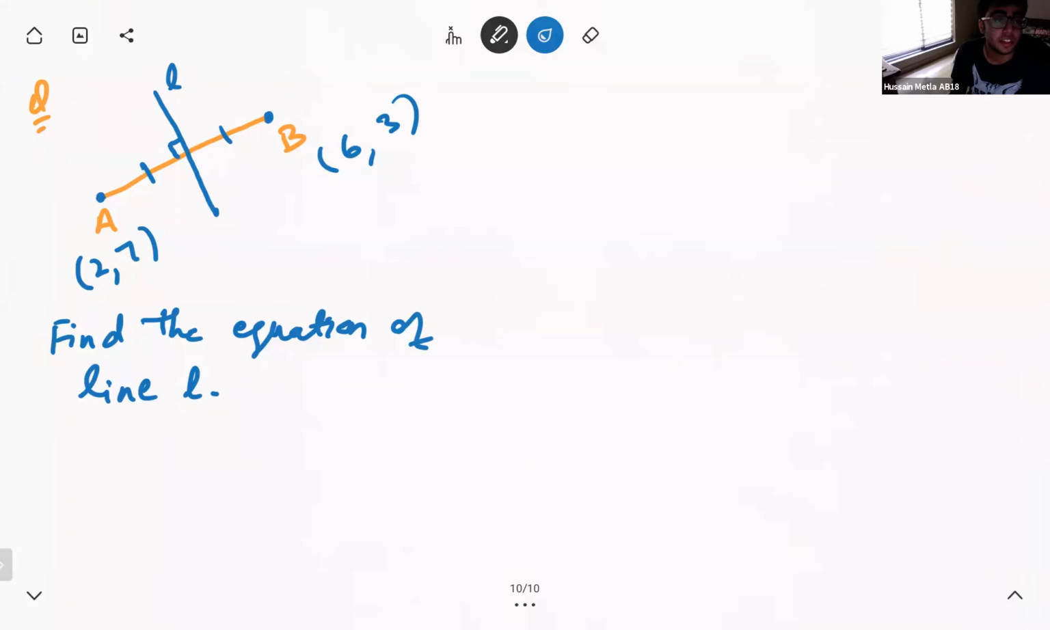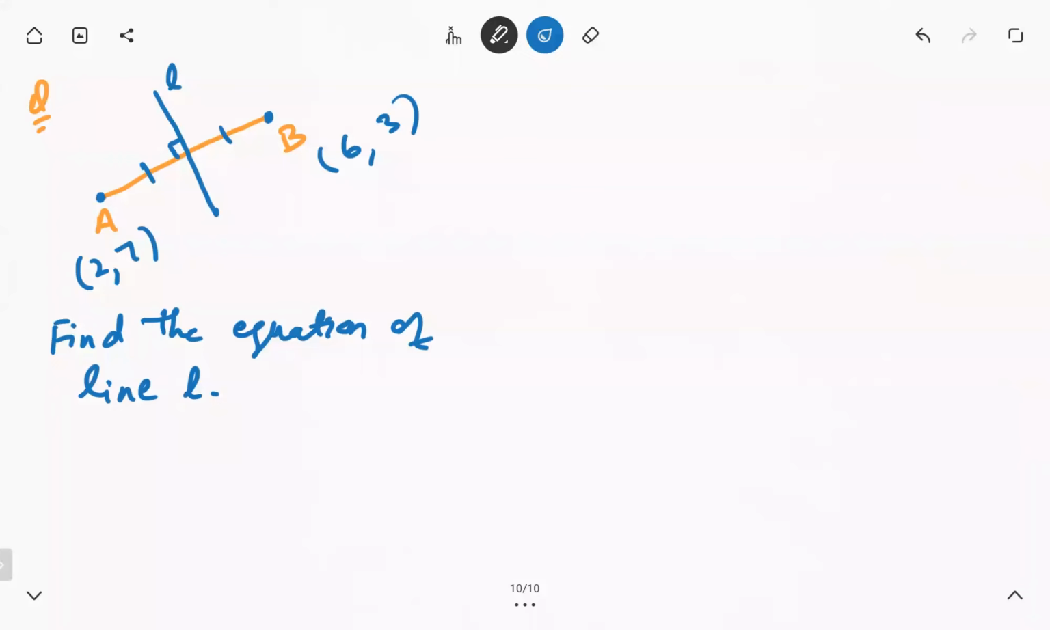Okay, sir. So basically, we know that line L is the perpendicular bisector of AB. So we know that its gradient will be the negative reciprocal of the gradient of AB. So we get the gradient of line L. And the point where it intersects AB is the midpoint. So we use that midpoint in our equation to find the equation of line L.